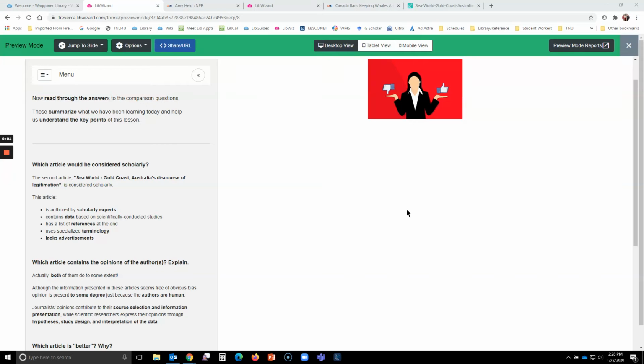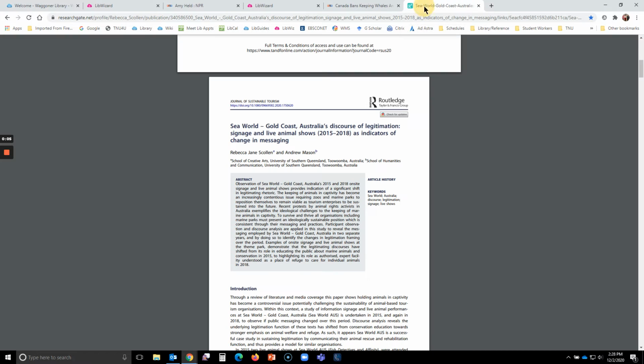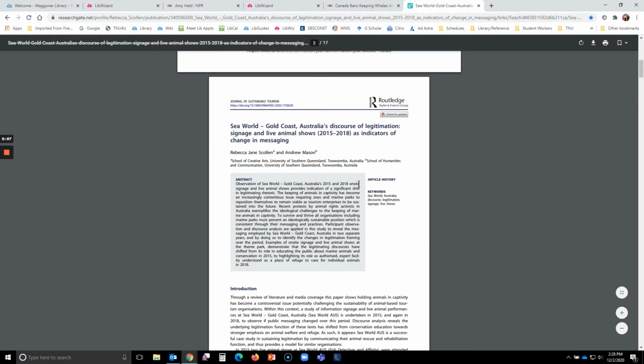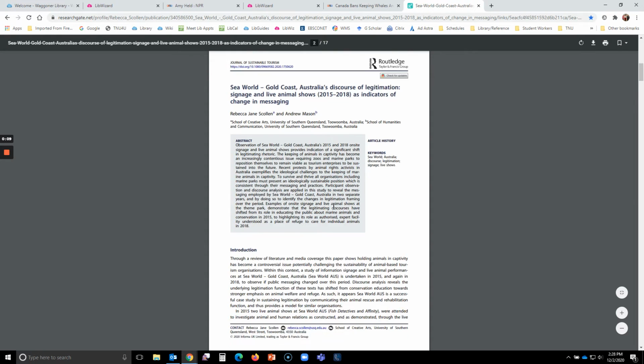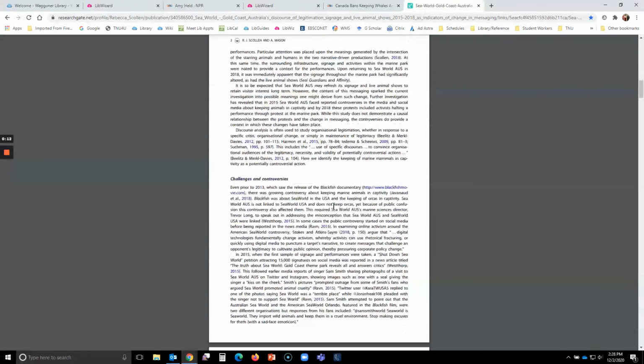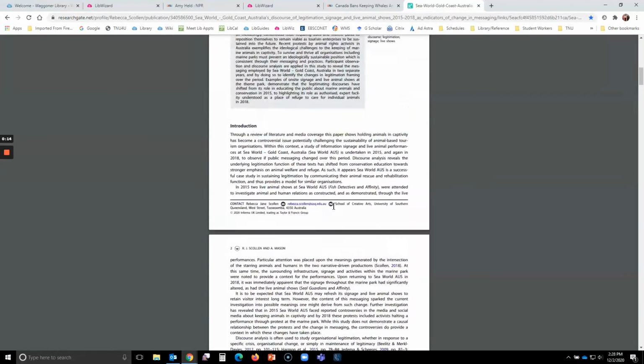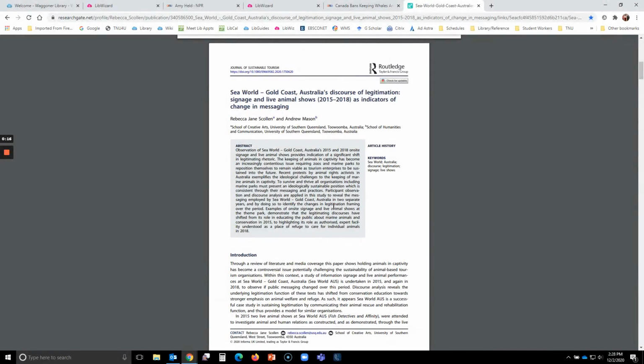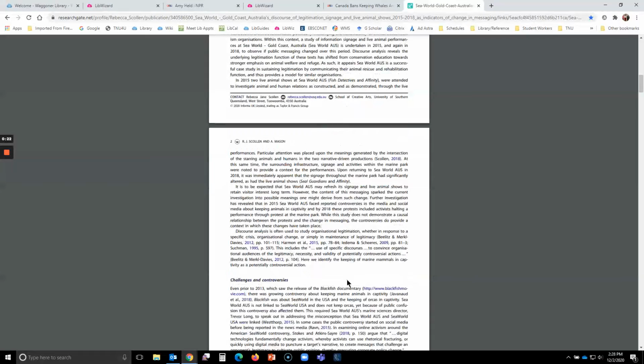So looking at both of these articles, which one would be considered the scholarly article? Well, that would definitely be the second one, the one about SeaWorld. It is lengthier, it has more specialized terminology. It's authored by experts who've conducted a scientific study, and there's also a list of references at the end, as well as no advertisements throughout the text.